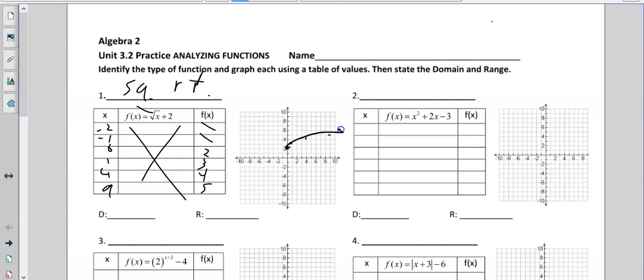And I'm just going to sketch it like so. I didn't hit every dot. It's not perfect, but you get the gist of it. Try to be more specific on paper. It's hard to do on this.